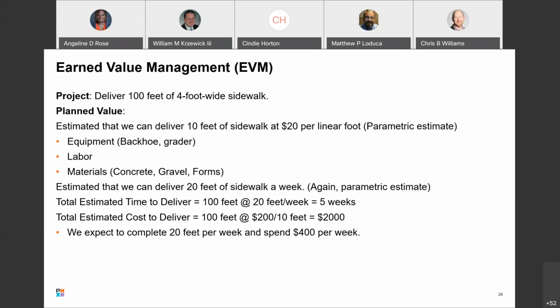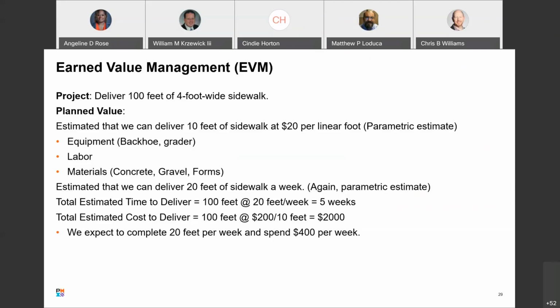Total estimated cost to deliver, 100 feet at $200 for every 10 feet. So up above, we said $20 per linear foot. So for 10 feet, 20 times 10 is 200, right? So you just follow the math. It's pretty straightforward. 100 feet at $200 for every 10 feet, that's $2,000 will be the total cost that we're expected to spend on this project.